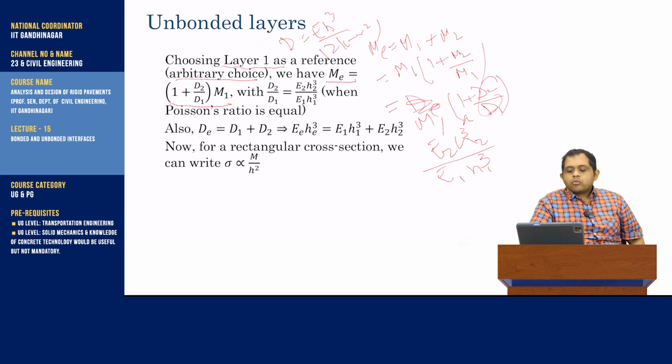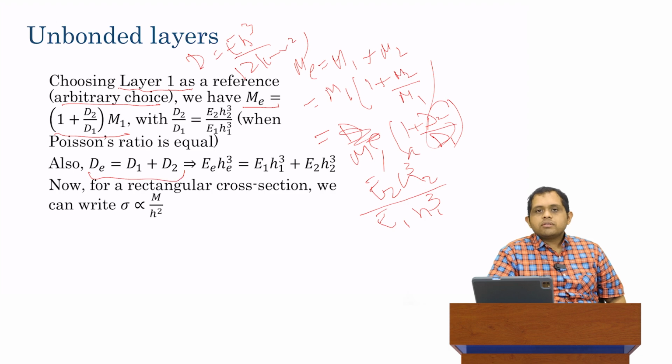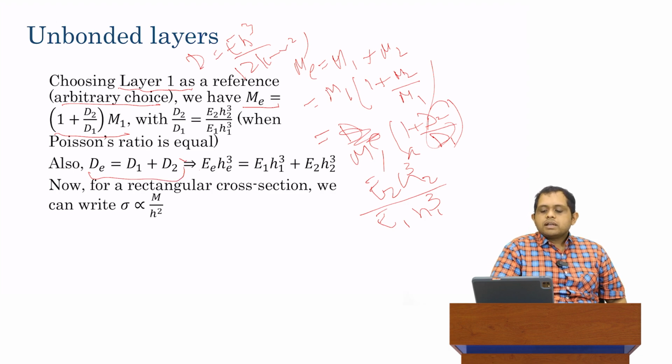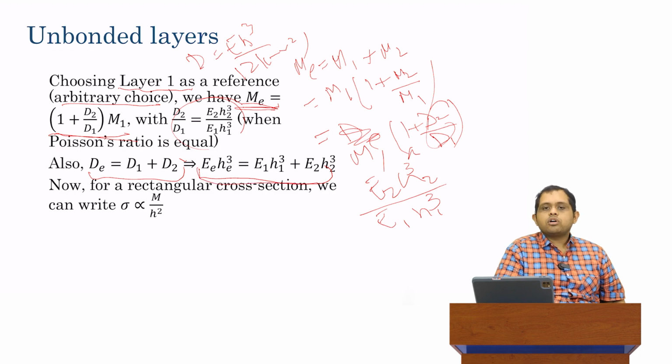We also had that DE is equal to D1 plus D2. I already proved that. And so we can write EE times HE cubed, and we have to calculate what EE and HE are. EE times HE cubed is equal to E1 times H1 cubed plus E2 times H2 cubed. So these are the two sets of formulas we have. ME is equal to 1 plus D2 over D1 times M1, where D2 over D1 is equal to this expression over here. And we also have this EE HE cubed is equal to this function of known values.